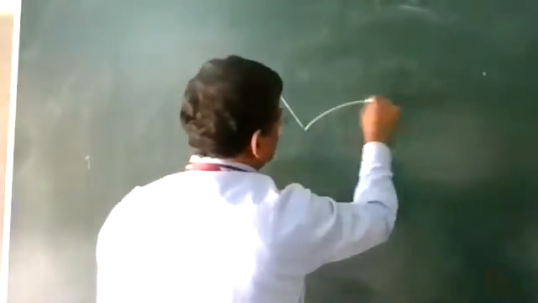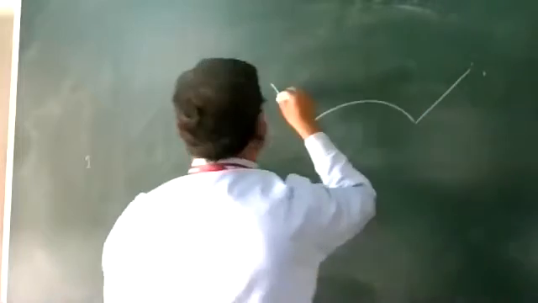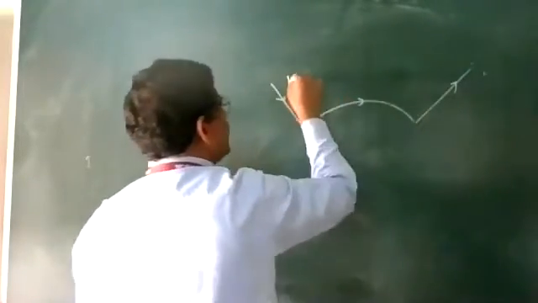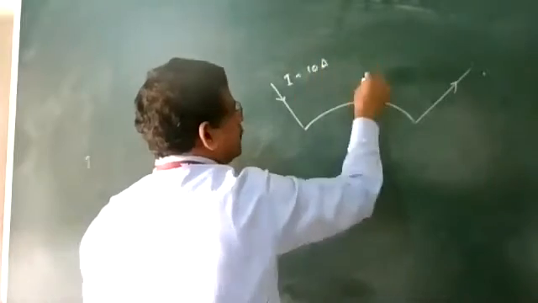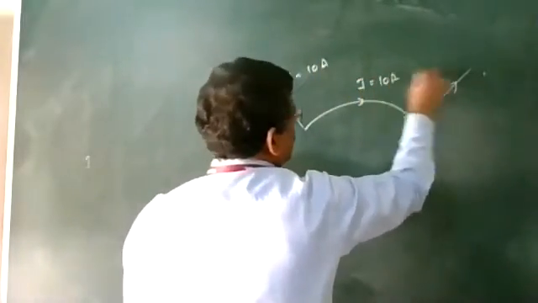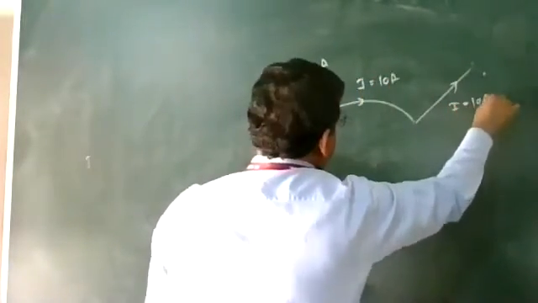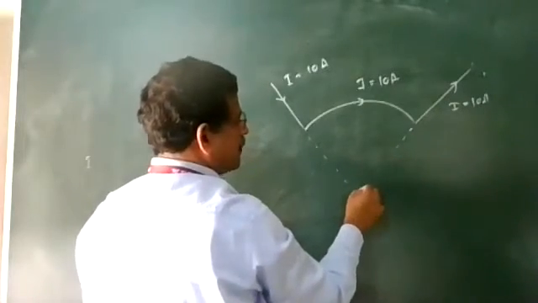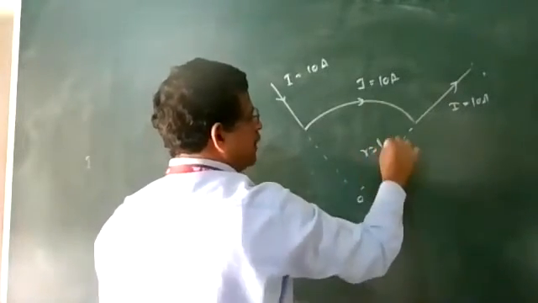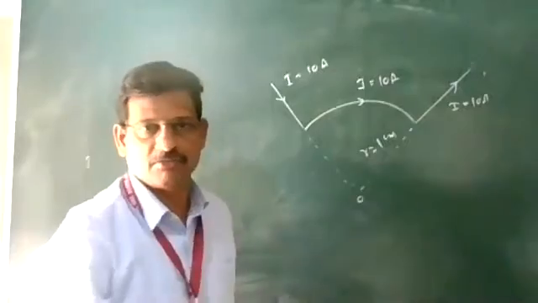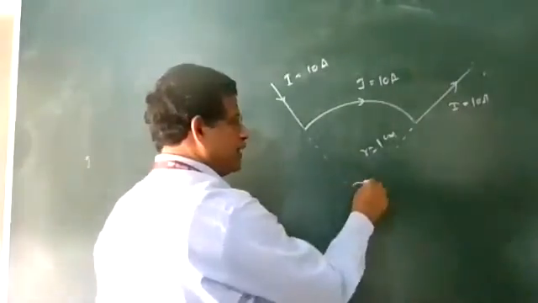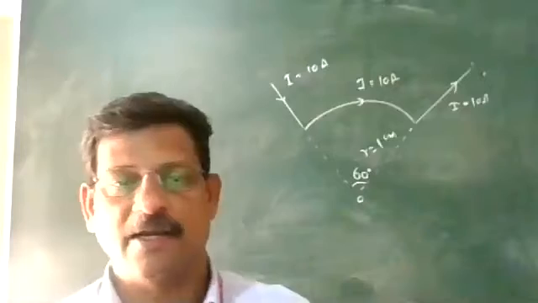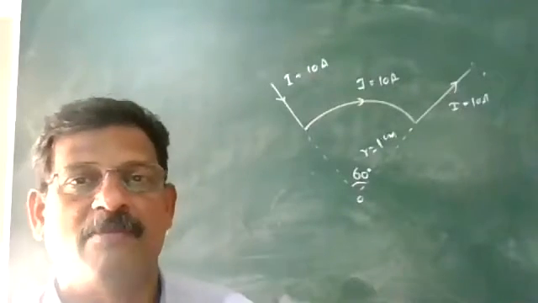Suppose a wire is bent in this form and same amount of current say I is equal to 10 ampere. For calculation same variable, and you have radius r equal again 1 centimeter for easy calculation. This angle is going to be 60 degree. What is the magnetic field at the center of this segment?